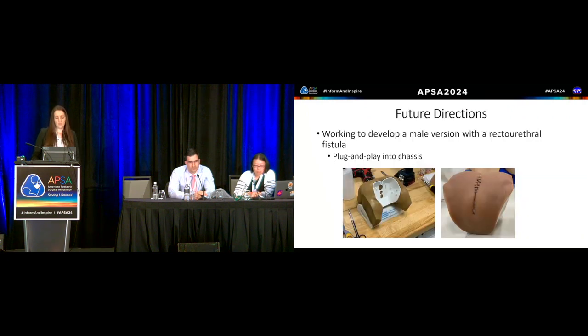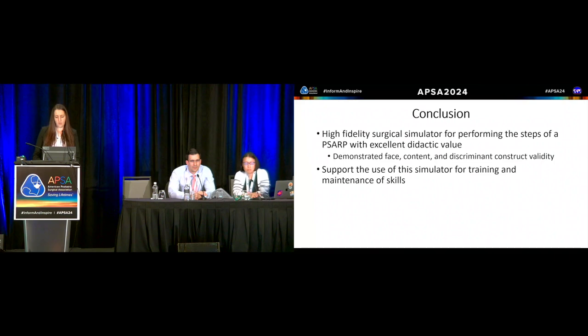We are currently working to develop a male version of this model with a rectourethral fistula. The base will remain the same, but the cartridge will be exchanged depending on the type of repair that is to be simulated. In conclusion, the combination of the simulator with the utilized assessment tools provides validity evidence to discriminate between experienced and novice participants.